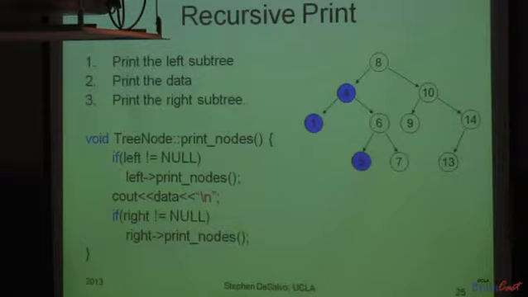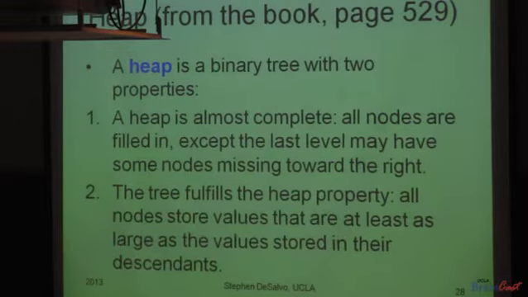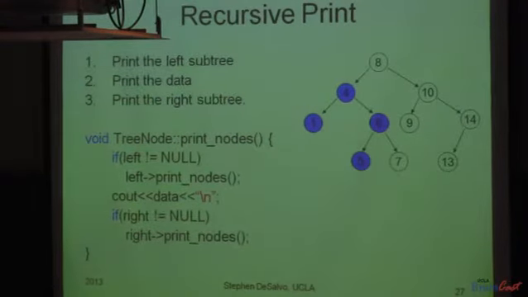And the 6 goes back into the 6. The 6 had just called left. Now it exits out and it prints out the 6. Then it goes to the right, et cetera, et cetera. Okay? So, it continues this process.